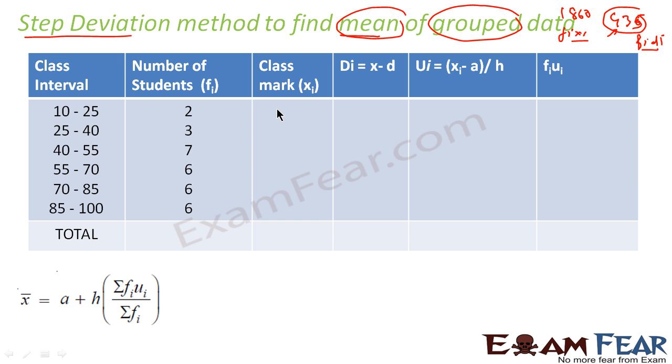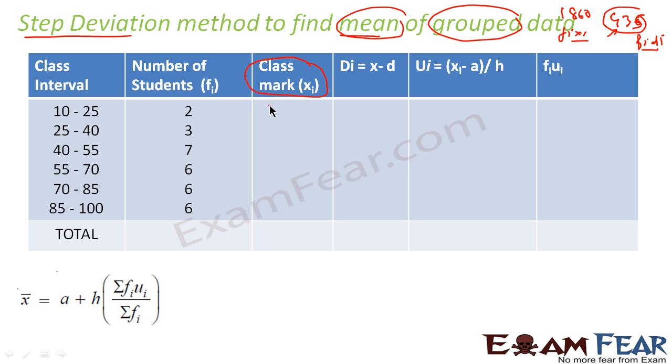The first step here is to find the xi. As we have done, this is the basic step you have to do in any method. If you want to find the mean, the first thing is that you have to find xi and assume that this value is nothing but the mean of the class interval. This is my assumption.